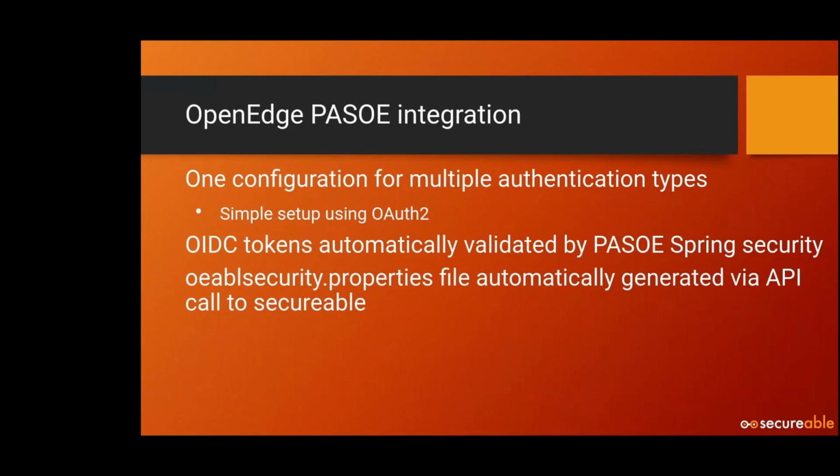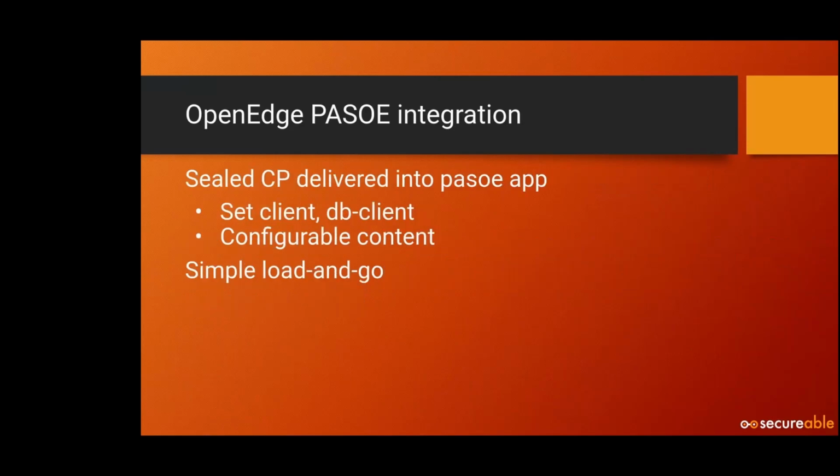The OEABL security properties file, that's a mouthful, is automatically generated by a call to SECURABLE. So you can set up the template in SECURABLE and have all the security details automatically filled in for you. So when you deploy your PASOE system, you can just make one simple call and get the configuration done for you, which is quite handy.